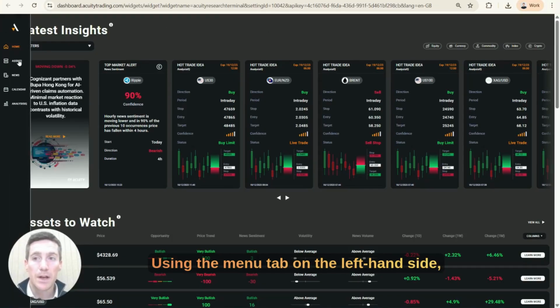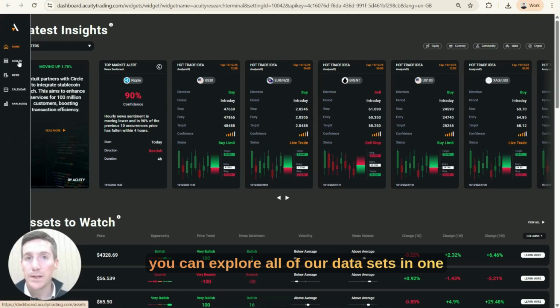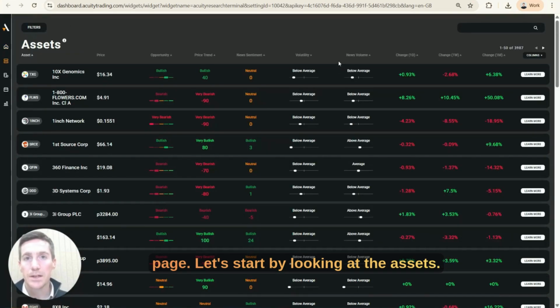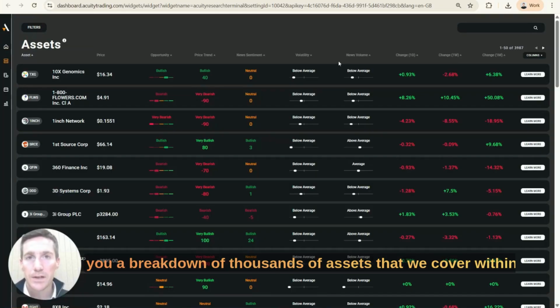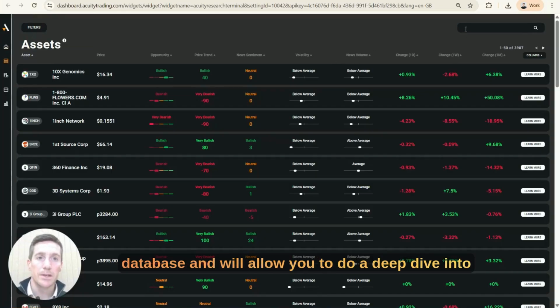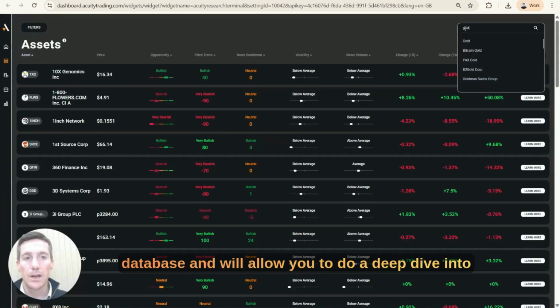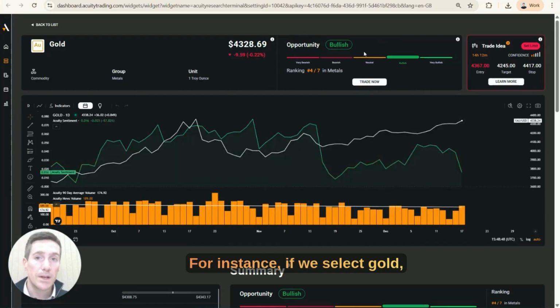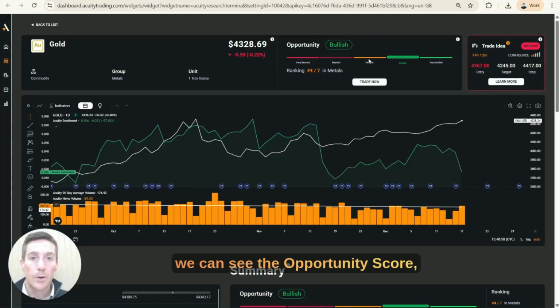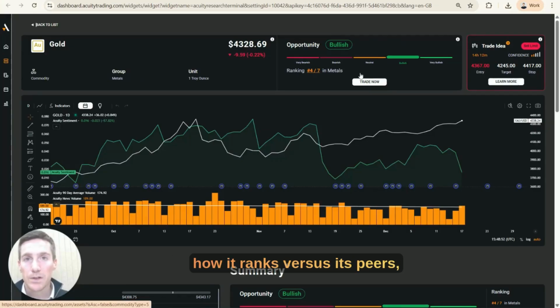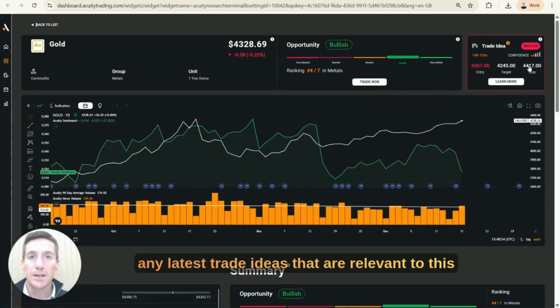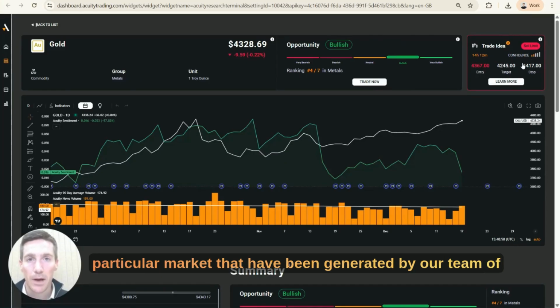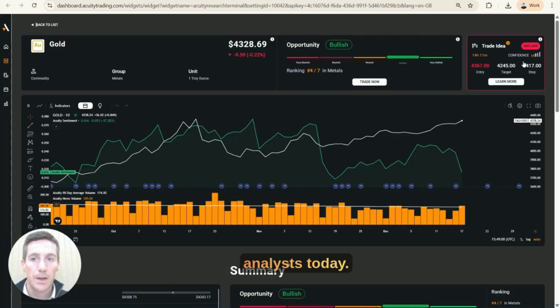Using the menu tab on the left-hand side, you can explore all of our data sets in one page. Let's start by looking at the assets. This gives you a breakdown of thousands of assets that we cover within our database and will allow you to do a deep dive into the market that matters most to you. For instance, if we select gold, we can see the opportunity score, how it ranks versus its peers, any latest trade ideas that are relevant to this particular market that have been generated by our team of analysts today.